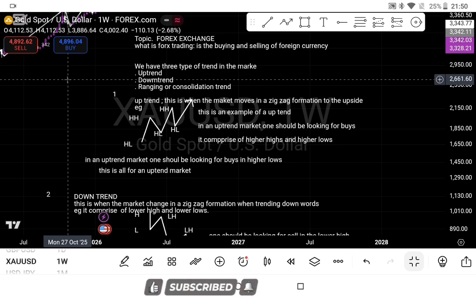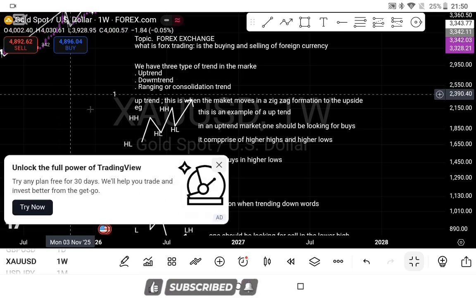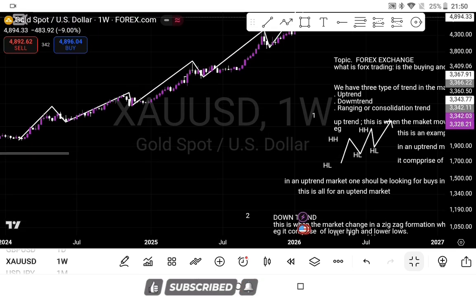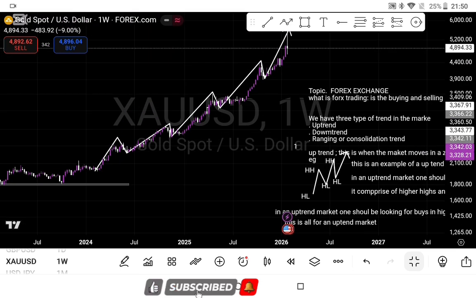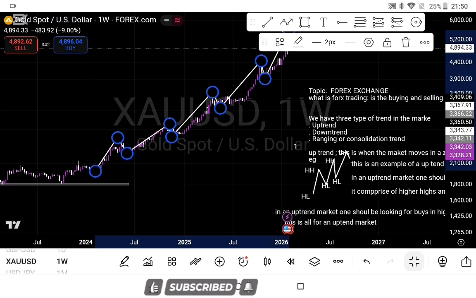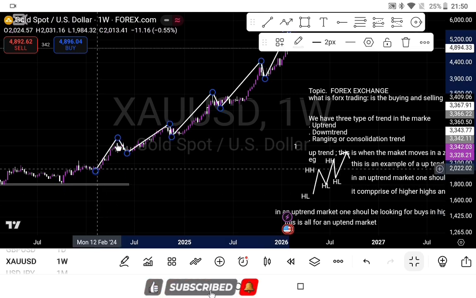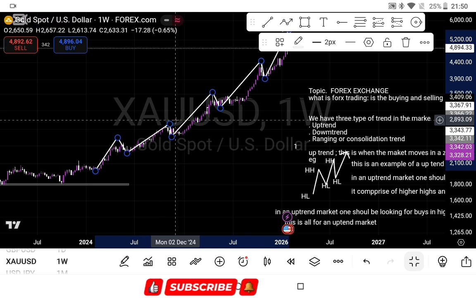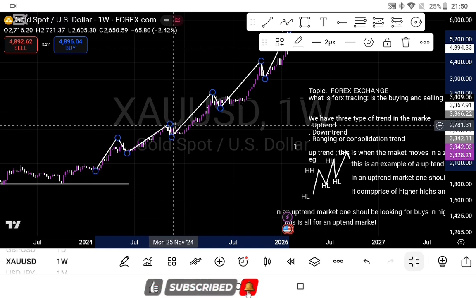In an uptrend market, one should look for buys. So in an uptrend market, the only thing one is permitted to do to align with the structure is to look for buy opportunities. Just keep looking for buys. Guys, let's take this live chart for example. We had this higher low here, then this higher high, then this higher low. If you buy from this higher low, be rest assured that on all this move here, you are making a lot of money from the industry. You understand?